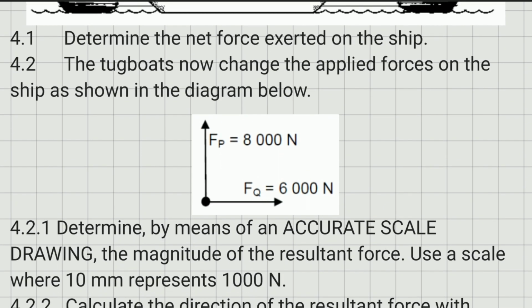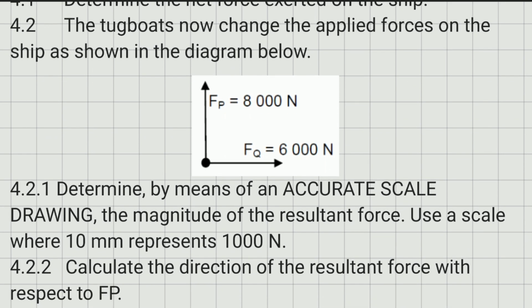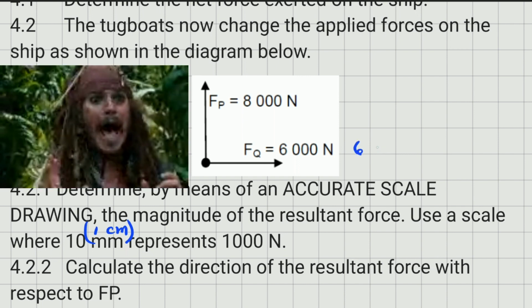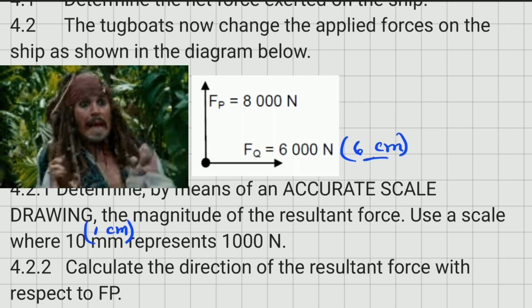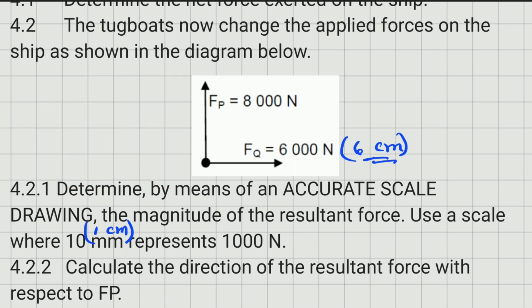Question 4.2 says the tugboat now changed the applied force on the ship. So now we have a new situation here. They change direction and they change magnitude. Determine by means of accurate scale drawing the magnitude of the resultant force. Use the scale of 10 millimeter represents 1,000 Newton. Note the following: 10 millimeters is equivalent to 1 centimeter. So that is important. And then if you convert, 6,000 Newton will be equivalent to 6 centimeters. And 8,000 Newton will be equivalent to 8 centimeters.